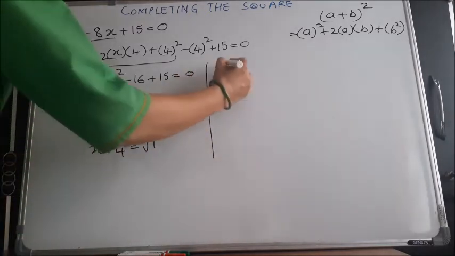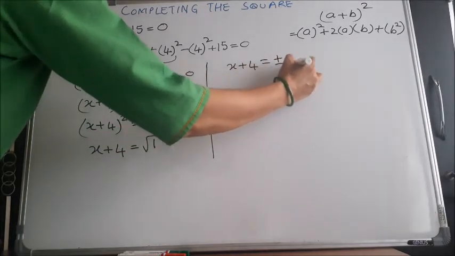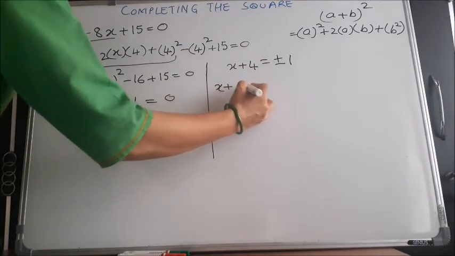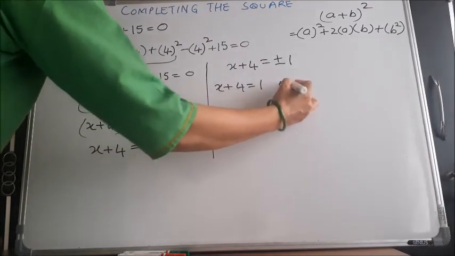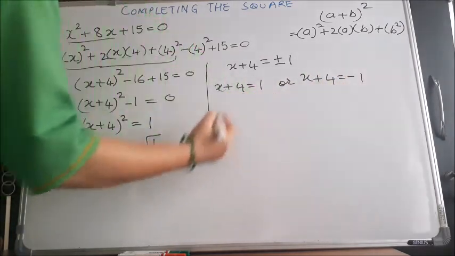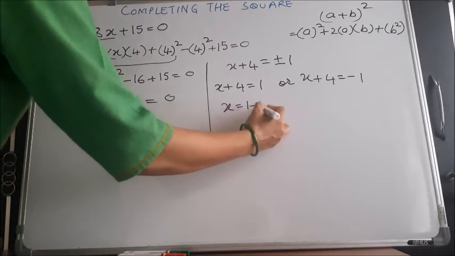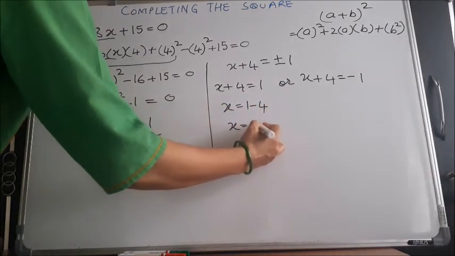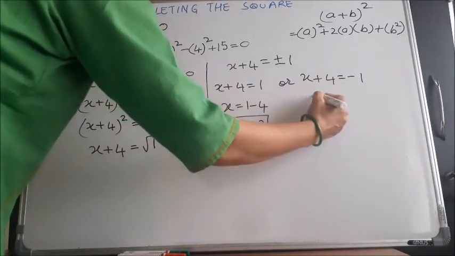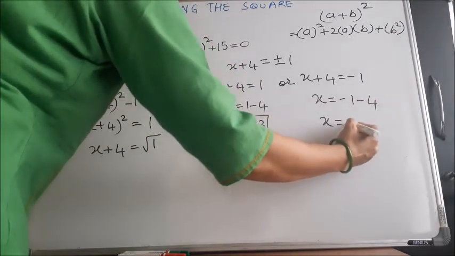That will again give x plus 4 equal to plus or minus 1. So you are going to get two values. One will be x plus 4 equal to 1 or x plus 4 equal to minus 1. Now for x plus 4 equal to 1, we will get x equal to 1 minus 4, which will give you x equal to minus 3. And here you will get x equal to minus 1 minus 4, which will give x equal to minus 5.